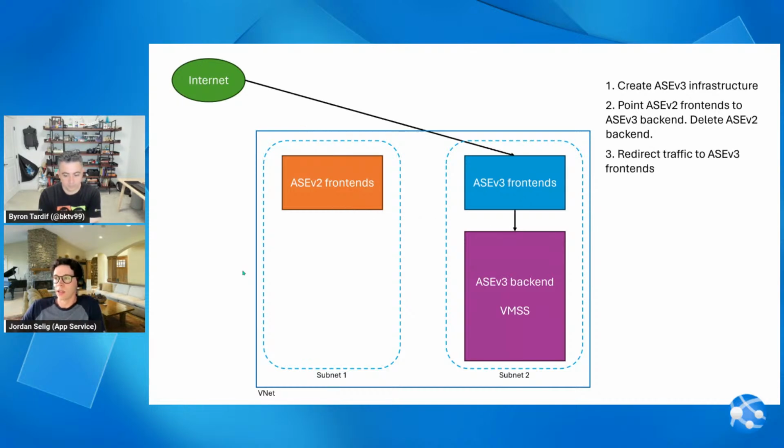I'll just do this next little move. And you can see that we give you the IPs. So you can start pointing traffic to your ASV3 front ends, and that will point to the same ASV3 backend. And you can test the end-to-end flow with your ASV3 at this point.